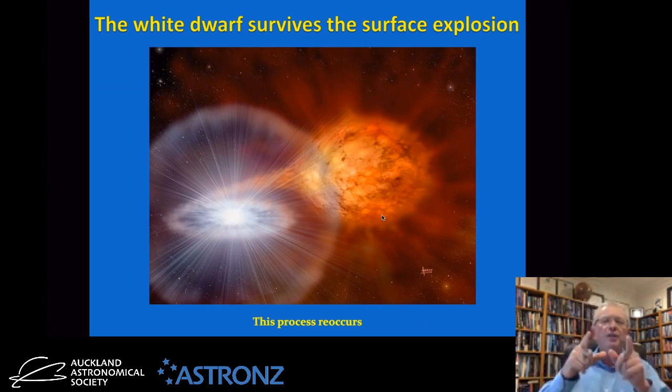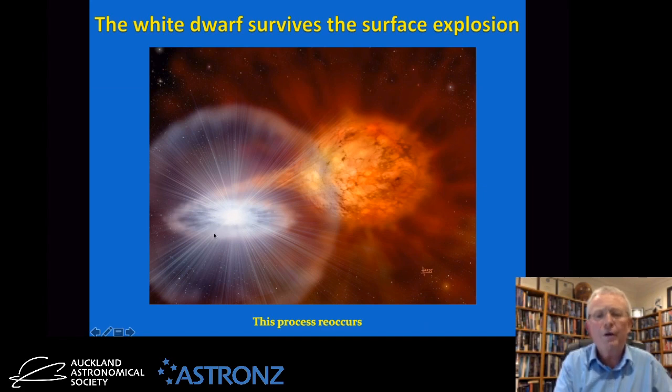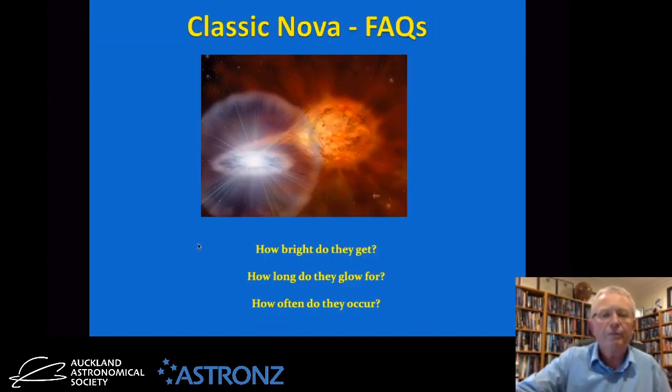A key point here is the white dwarf survives the explosion on its surface. So the process is set up to repeat itself over and over again. And it occurs usually every sort of 10,000 years or so. We'll actually come to that. So you can see here, here's your big red giant. The hydrogen has all been sucked off with gravity because of their critical closeness to one another, forms the accretion disk, heats up, hydrogen fusion occurs all on the surface, whammo. And the white dwarf survives, and it just keeps repeating itself.